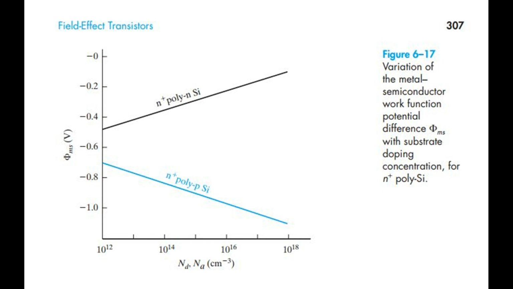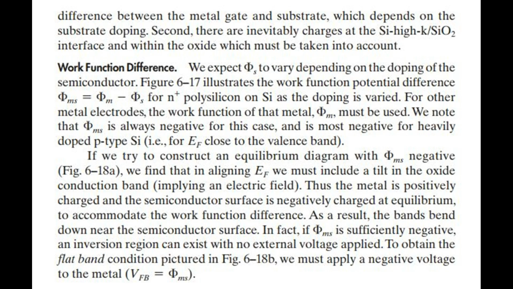Figure 617. Variation of the metal semiconductor work function potential difference Φms with substrate doping concentration, for polysilicon. Work function difference. We expect Φms to vary depending on the doping of the semiconductor.